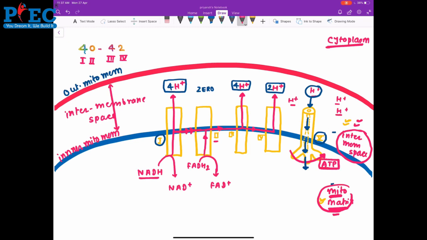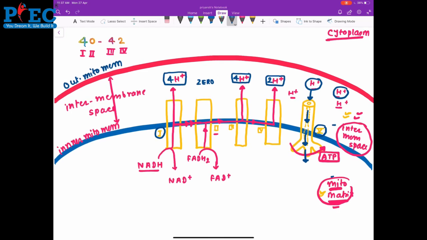It is the same concept as you may have seen in how electricity is produced: water falls on the turbine, the turbine moves, and electricity is generated. In the same way, these hydrogen ions are coming via this tunnel, this fan of complex 5 is moving, and the energy is generated in the form of ATP. So this is the basic concept of the electron transport chain, that is, how we are converting these NADH and FADH molecules into ATP.